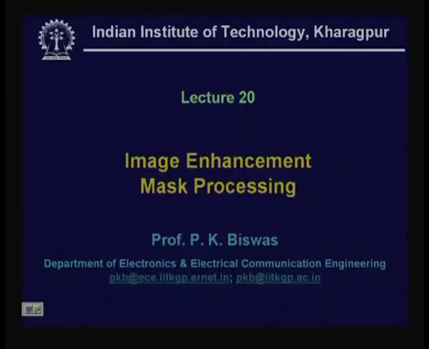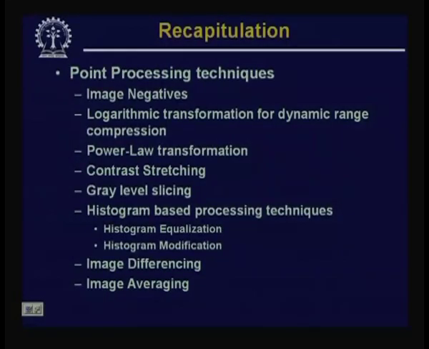For the last few classes, we were discussing image enhancement techniques, and we have completed our discussion on point processing techniques for image enhancement. Under this, the first operation that we have done is image negatives, and there we have seen that the image negative operation is useful in case the image contains information which is either contained in the gray level or in the white pixels that are embedded in dark image regions.